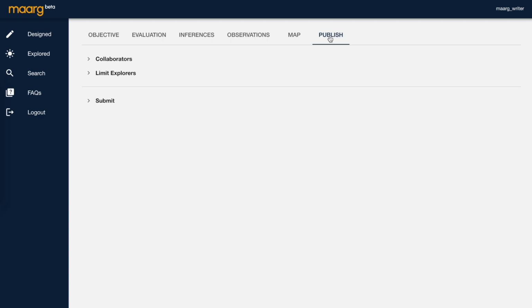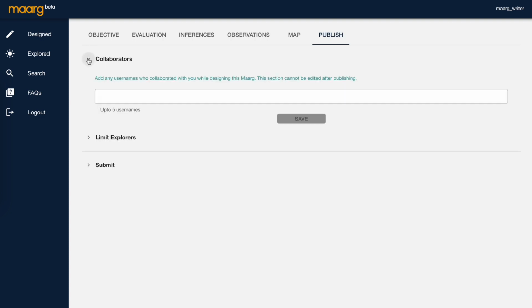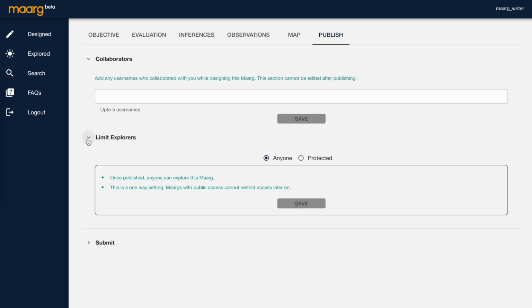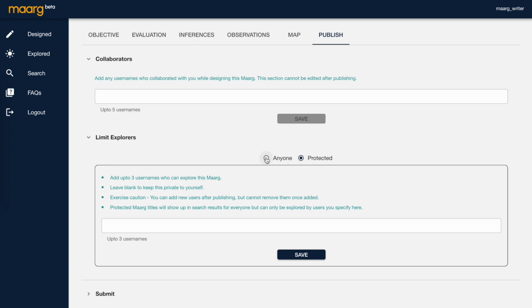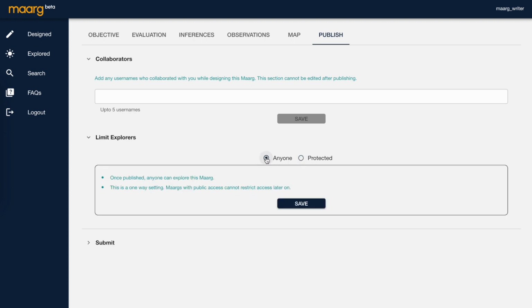Let's move to the Publish tab. So before publishing, you can add other usernames who have collaborated with you just to give them credits. You can also publish this Maarg privately over here. So you can see there are two modes. It can be a protected mode or it can be a public mode.